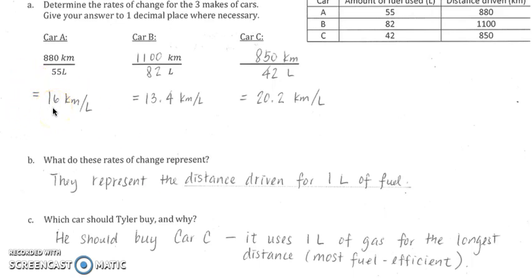First one drives 16 kilometers. The second car drives 13.4 kilometers. The third car drives 20.2 kilometers. Of course, he is going to pick car C for the most fuel efficient car.